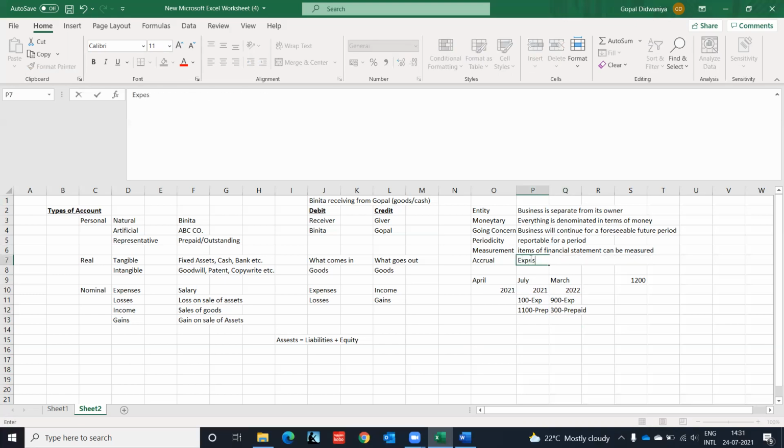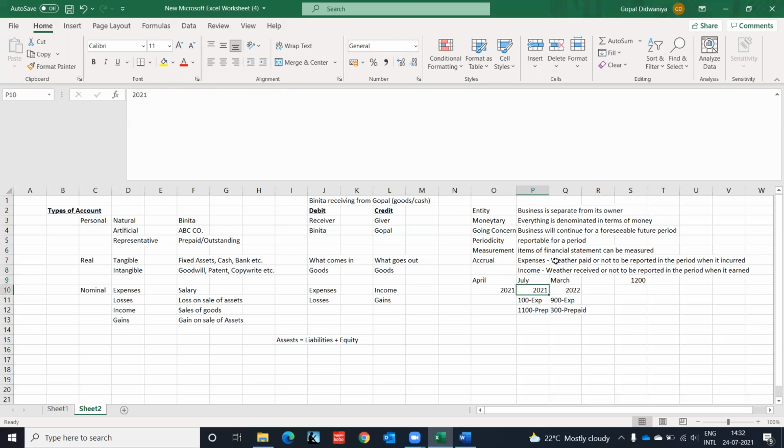For expenses, whether paid or not, they are to be reported in the period when incurred. Same with income: whether received or not, it is to be reported in the period when it is earned. So incurred and earned is the concept of accrual.